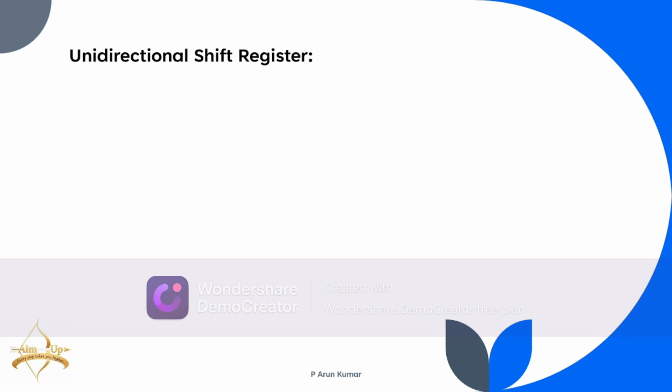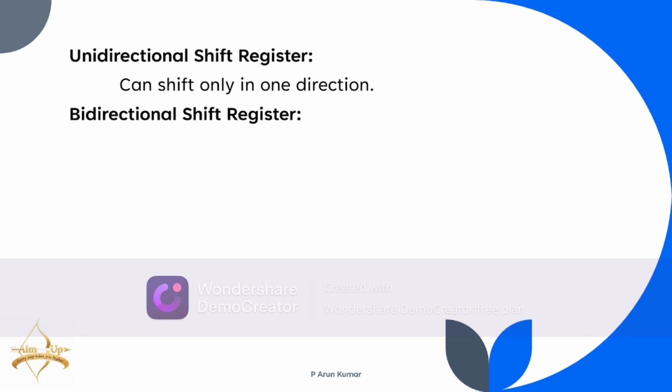Let us say a unidirectional shift register can perform a shifting operation only in one direction. We can do either shift right or shift left based on the design. So by using one device, we can do only one operation, either the right side or the left side. The other type of register is the bidirectional shift register. By using this register, we can shift the data either left side or right side based on our requirement, and this device is designed in such a way that it can perform two operations for shifting purpose.